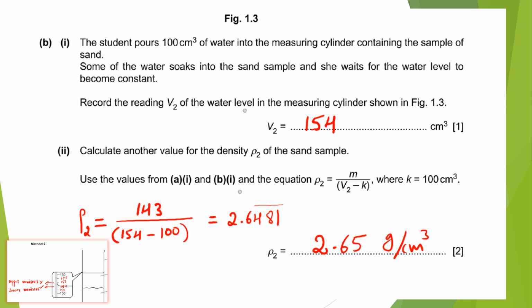If you notice, all the answers in this question have three values. Whether it is a decimal or a whole number, we have three significant figures. So we need to round the obtained density rho 2 to three significant figures, that is 2.65. Once again they reminded us in the above question to include the unit. So here also we need to write the unit, that is gram per centimeter cube.